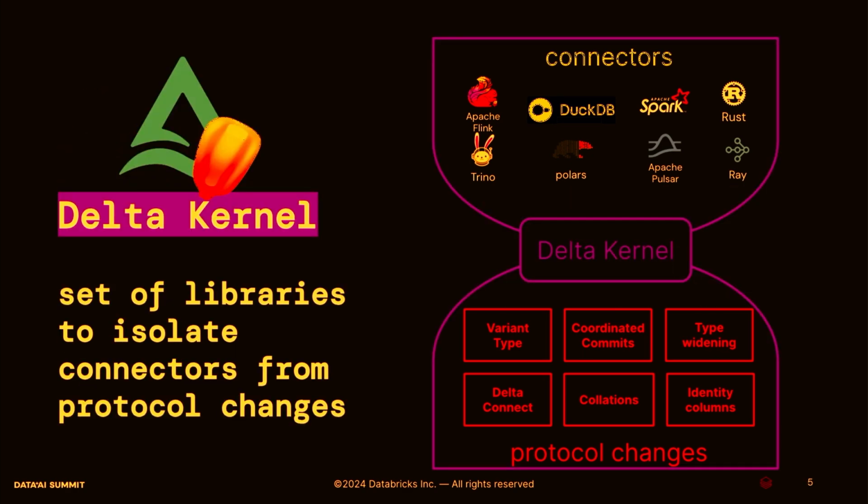So that's why we have built this new library called Delta Kernel to solve this problem. The goal of Delta Kernel is to be the narrow waist. For those who remember the networking stack, TCP/IP, TCP being the narrow waist, that's the goal. Delta Kernel provides that narrow interface such that connectors can be isolated from any protocol changes that we're doing below the Delta Kernel.